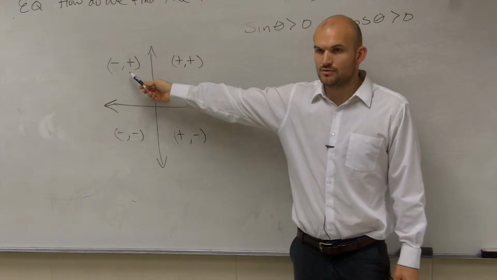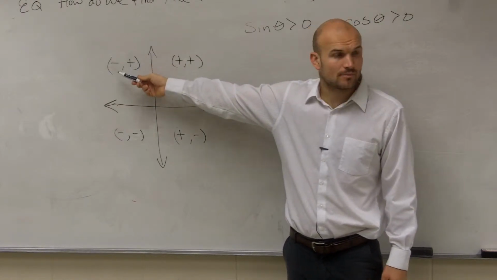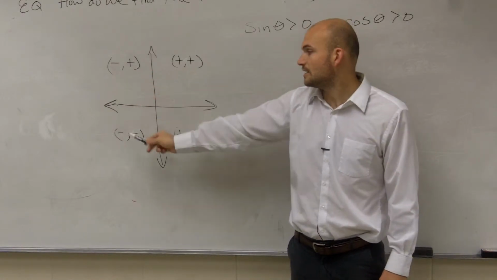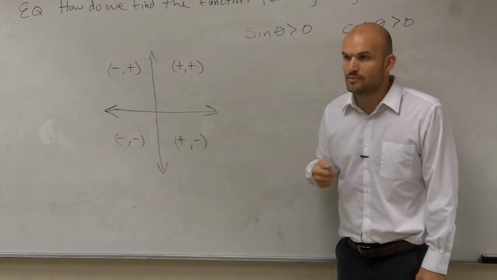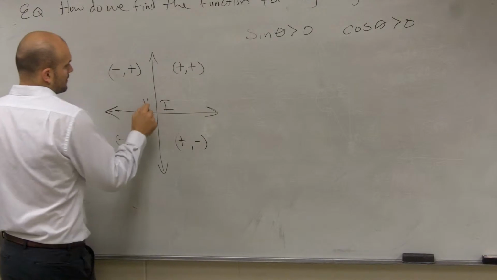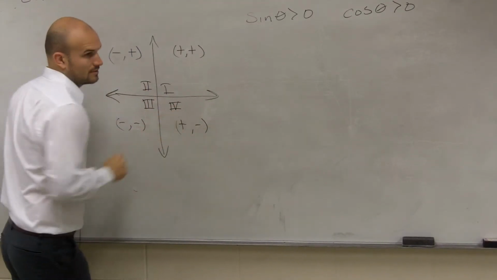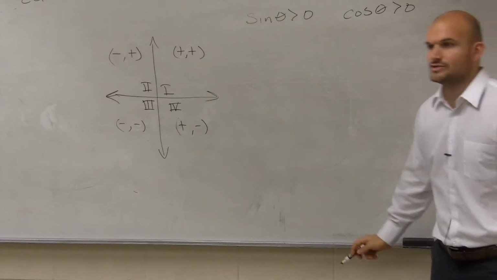In quadrant 2, my x coordinate is now negative, but my y coordinate is always positive. In quadrant 3, both the x and the y are negative. In quadrant 4, my x is positive, but my y is negative. Right? Hopefully you guys remember this from back in the day. Also how to label all the quadrants.